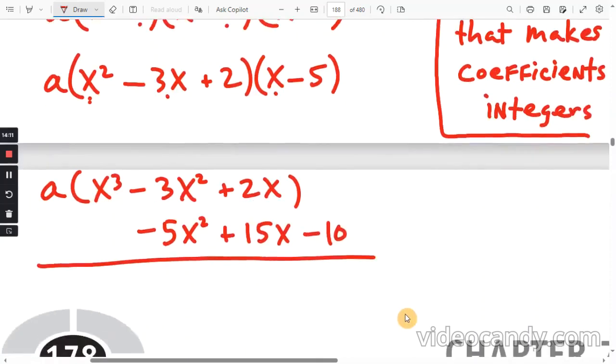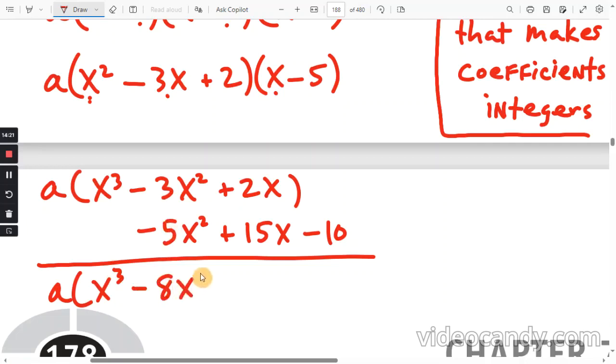All right, combining the like terms, we have a times x to the third. Negative 3 and negative 5 is negative 8. 15 and 2 is 17. And that is minus 10.